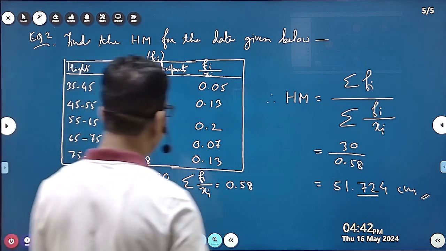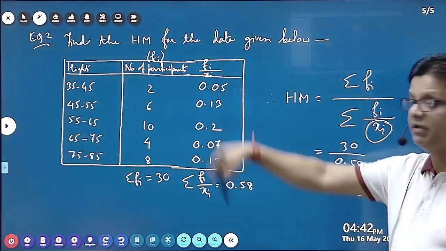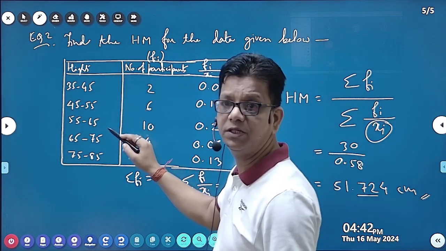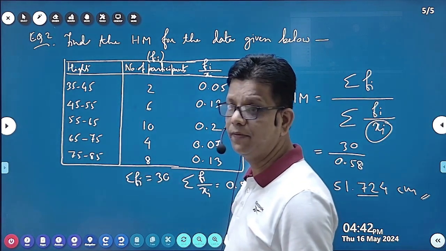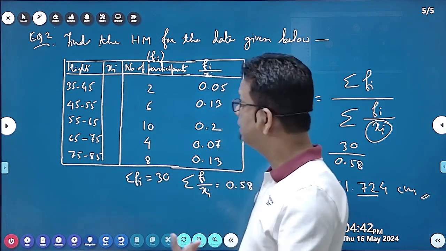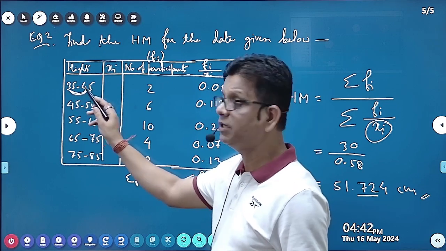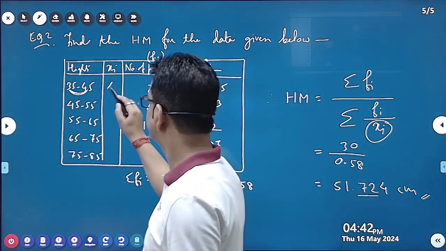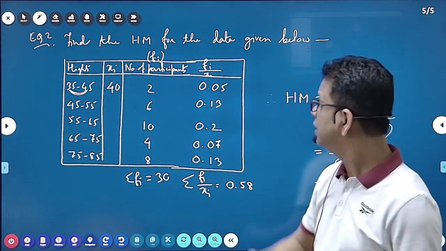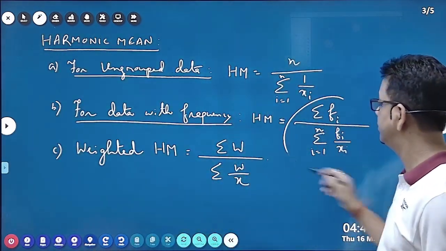Now your requirement is, try to understand, your requirement is XI. Now it is given in class. We are today doing the last question you have done, you had 40, 50, something like that, yes or no? So what to do? Just XI you find it. How to find, you know this? Upper limit plus lower limit, class mark that means. 35 plus 45 will be 80, by 2, 40. That means frequency is there. If frequency is there, this is the formula to be used.